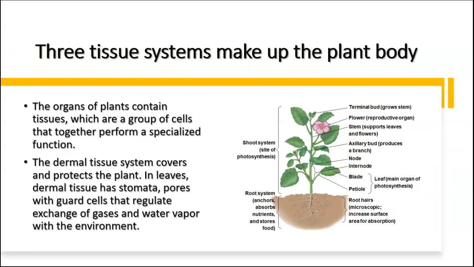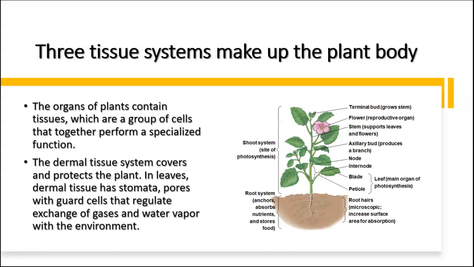So there are three main tissue systems that you find in plants. The first kind that we're talking about here is dermal tissue. As you might suspect, dermal tissue is found on the surface, kind of like your epidermis is found on your surface as well. And like that, the dermal tissue also covers the plant and provides protection for the internal structures of the plant.